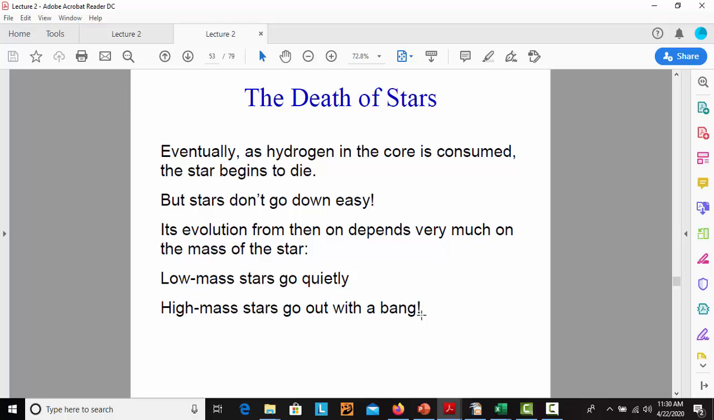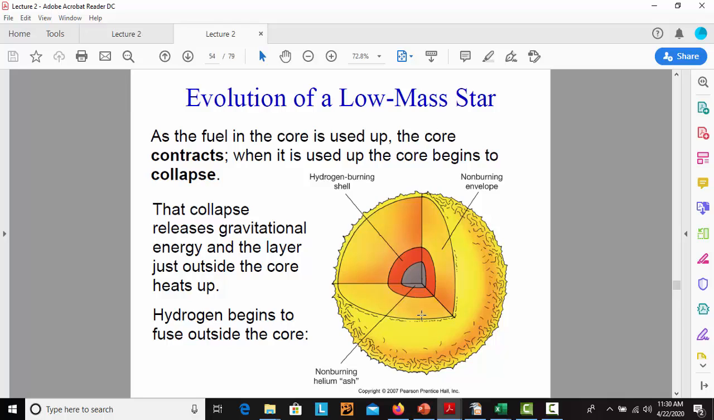Eventually, as the hydrogen in the core is consumed, the star begins to die. Its evolution from then on depends very much on the mass of the star. Low mass stars tend to go quietly, and high mass stars tend to go with a big bang. As the fuel in the core is used up, the core contracts, and when it's used up, the core begins to collapse. That collapse releases gravitational energy, and the layers just outside the core heat up.